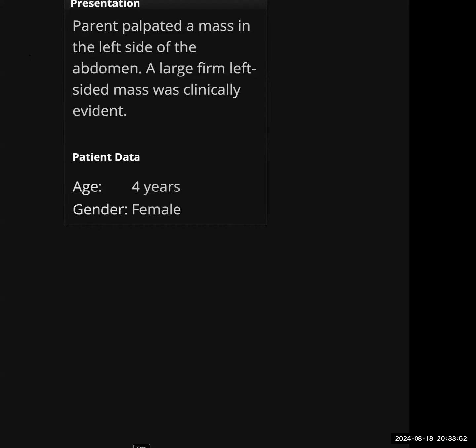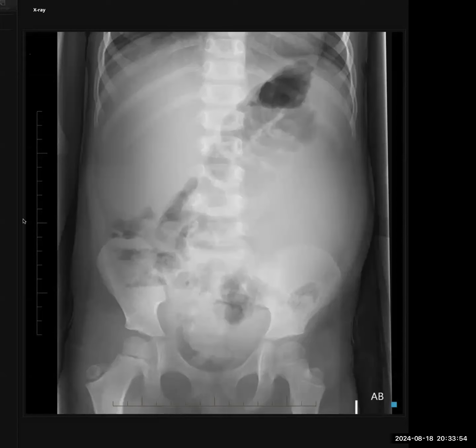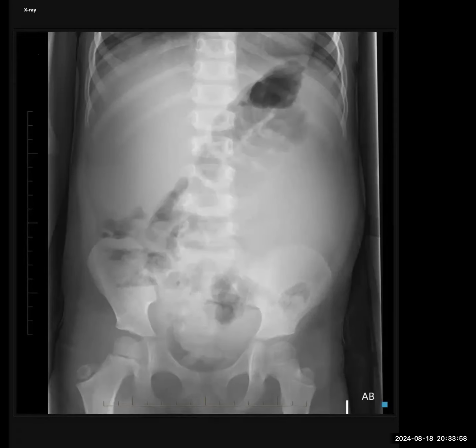Okay, so in the history, it's a palpable mass in the abdomen. I'm presented with the frontal projection of the abdomen of a skeletally immature patient. I can see that there is a displacement of bowel loops towards the center of the abdomen, and there seems to be a soft tissue density lesion occupying the left side of the abdomen, which is displacing the bowel loops towards the midline.